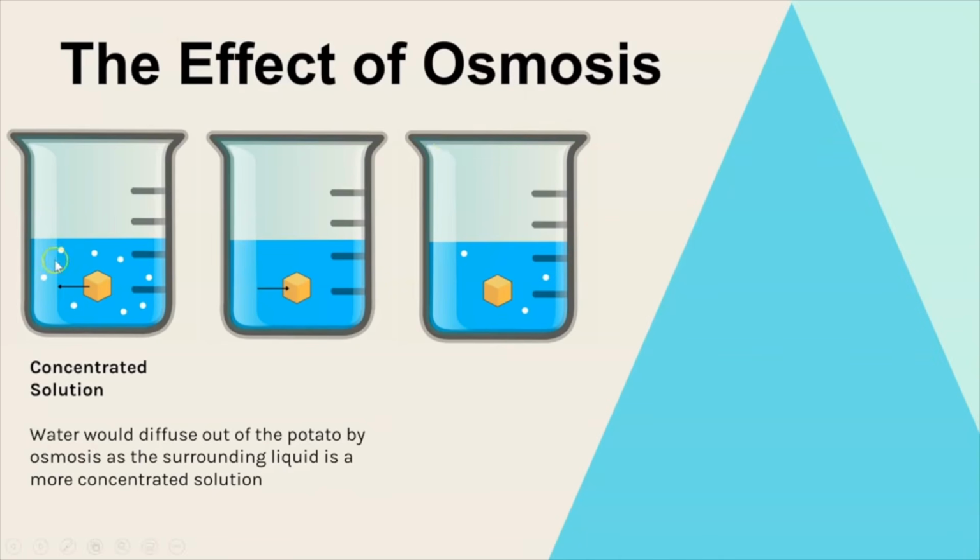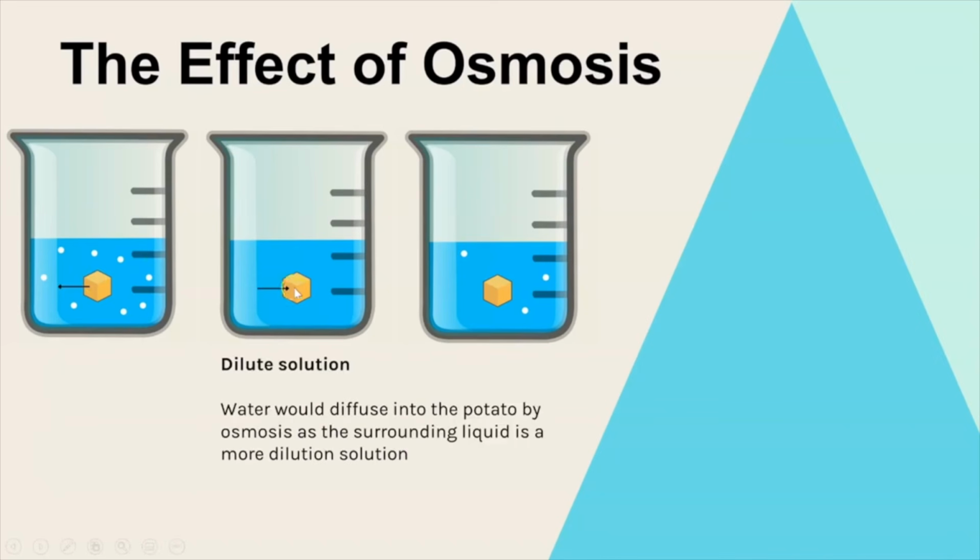In this example, I've got potato cubes in 3 different solutions, which are all of different concentration. And we're going to look at what would happen to the potato in each of them. So the first one, we have put a potato in a concentrated solution. Now what that means is there is a more concentrated solution outside of the potato compared to inside. And therefore the water will diffuse out of the potato into the surrounding liquid. So the potato will decrease in mass because it's losing water.